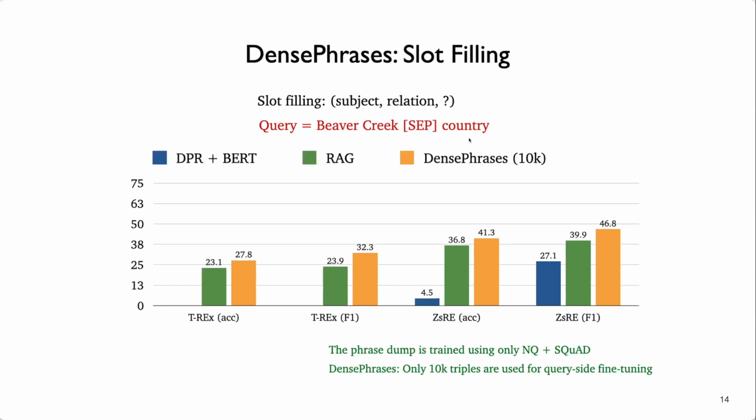We reuse the phrase index built using Natural Questions and only fine-tune the query encoder on this slot filling task using 10,000 triples. We can achieve very good performance, much better than DPR and RAG across the board.